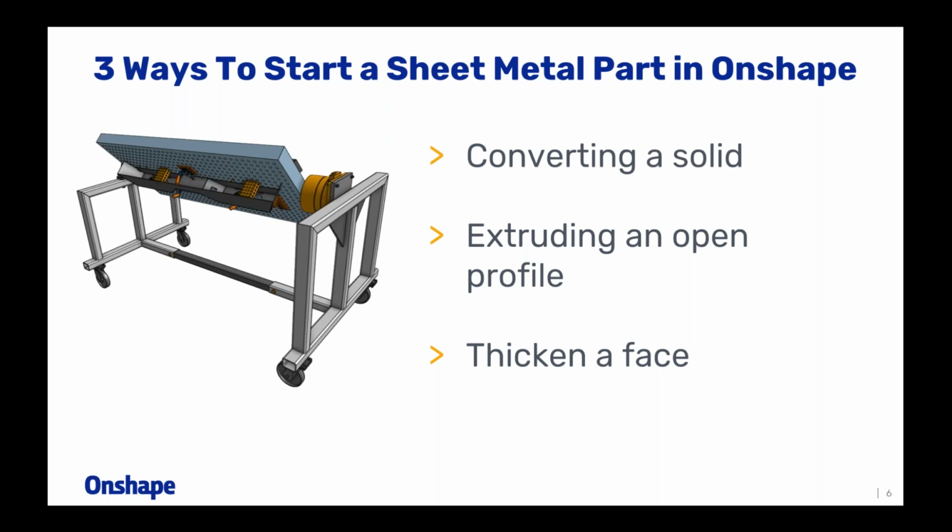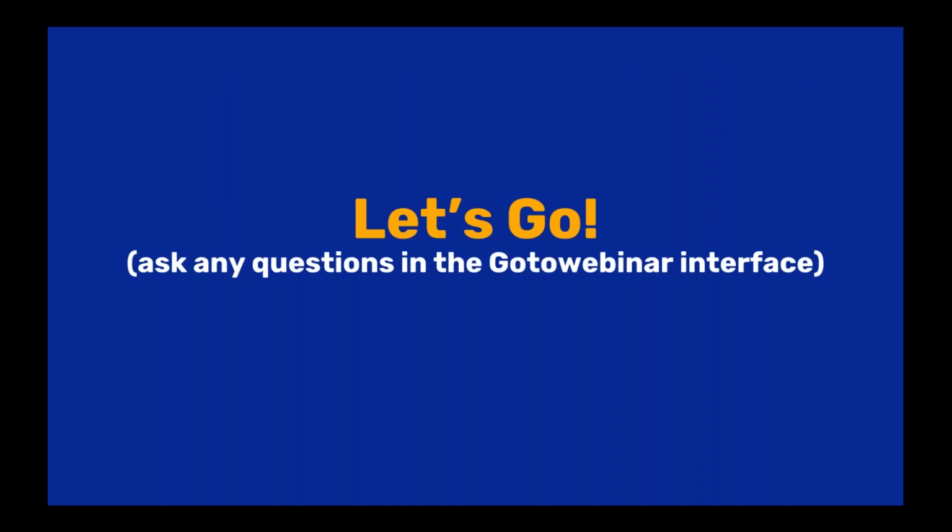So those are the three different ways that we have for creating sheet metal parts. And I want to stress these are not all of our sheet metal tools. This is just one command in our sheet metal tool set. But these are the three ways that we have to get started with a sheet metal part. All right, so let's get into it.